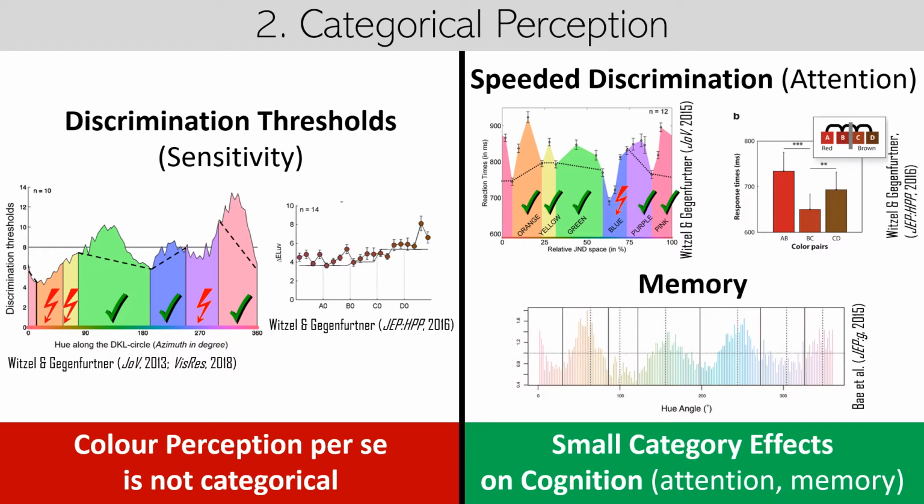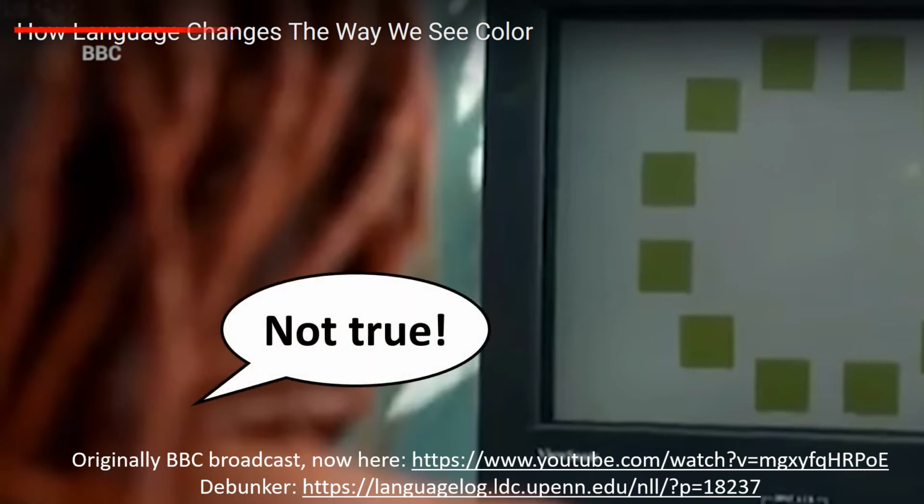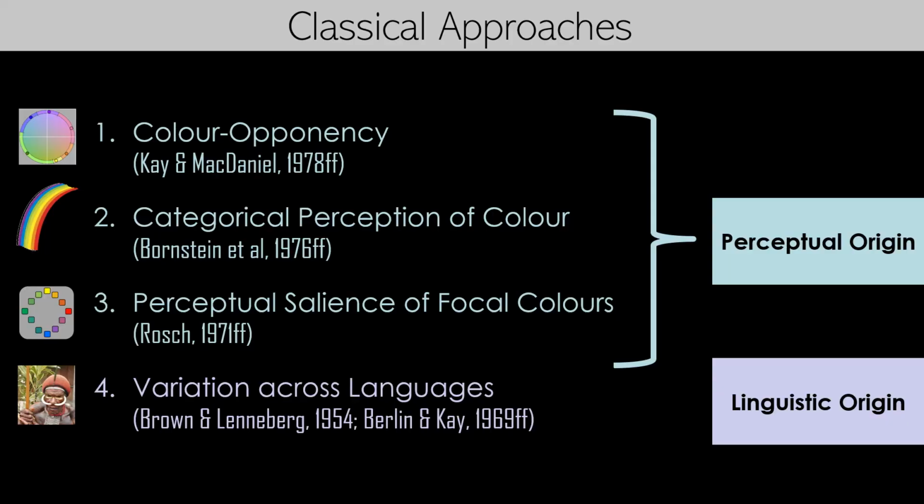There has been a mock experiment in a BBC documentary. It claimed that the Himba in Tanzania would have difficulties to see certain color differences because they lack respective color words. This idea contradicts scientific evidence. Let's move to the third idea about the perceptual salience of focal colors.